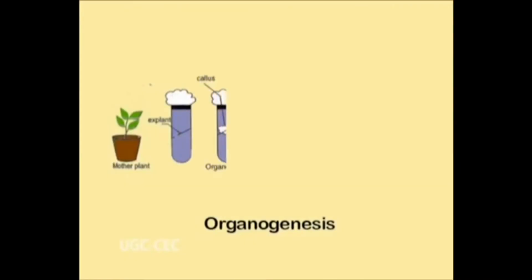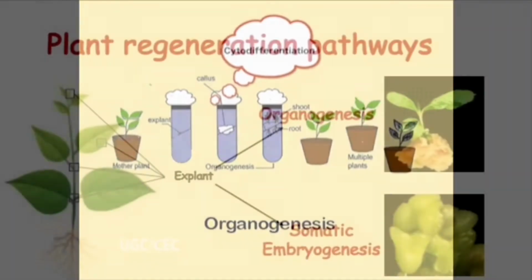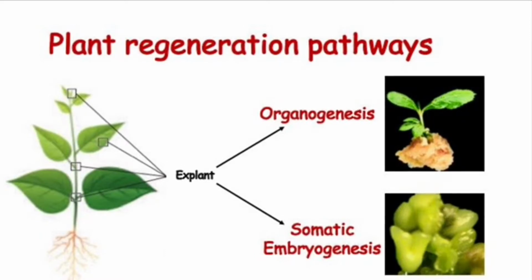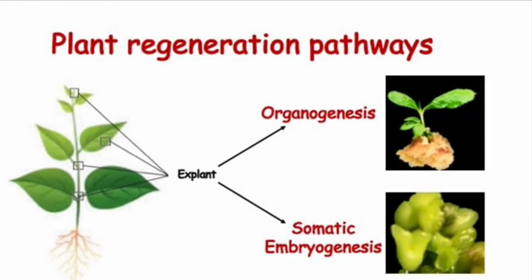Organogenesis is the process of initiation and development of plant organs such as root and shoot from an undifferentiated mass of cells. There are two main developmental pathways induced by plant growth regulators in plant tissue cultures. It is organogenesis and somatic embryogenesis.